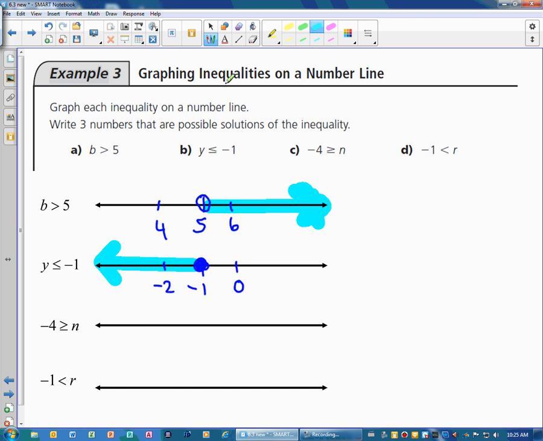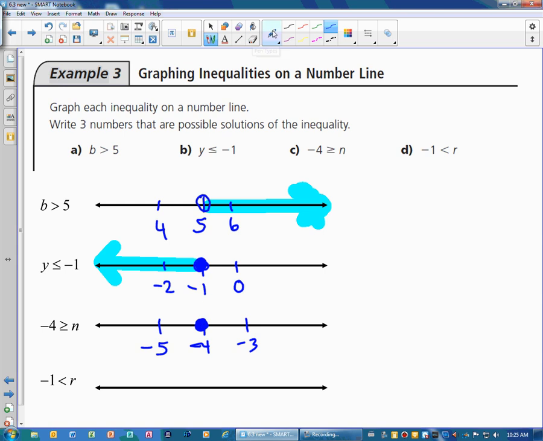All right, third one. We have -4 is greater or equal to n. We need -4 on our number line. If you want, you don't have to. Okay. What kind of circle are we going to have? Closed or open? We are going to have closed, on -4. Okay. -4 is greater or equal to n. -4 is the biggest it's going to be. Okay? It's not going to be any bigger than -4.